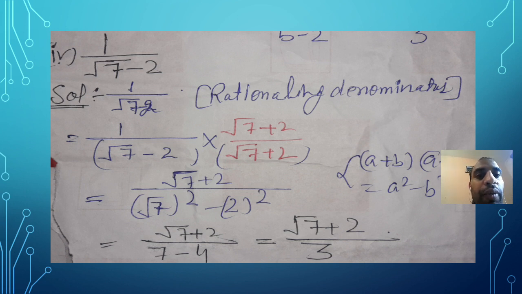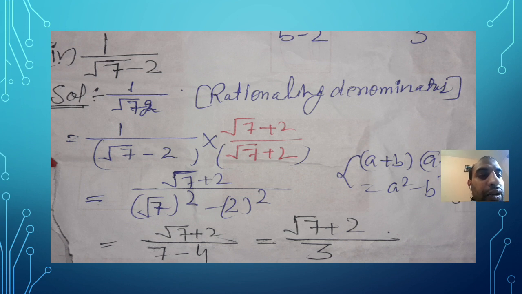Here we have 1 upon √7 − 2. This time √7 is a square root, but 2 is a number. In the same way, as I told you, if a minus sign is between two terms, then we need to multiply with the same two terms but containing a positive sign. So 1 upon √7 − 2, we need to rationalize, then we will multiply it with √7 + 2 upon √7 + 2.